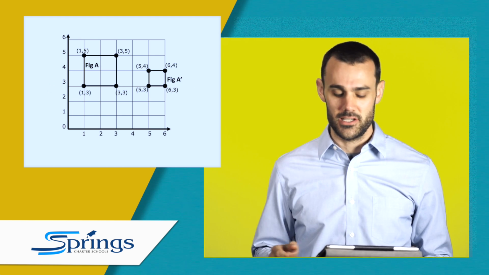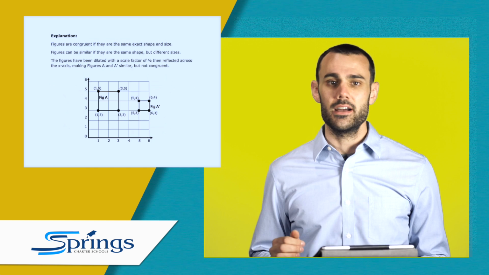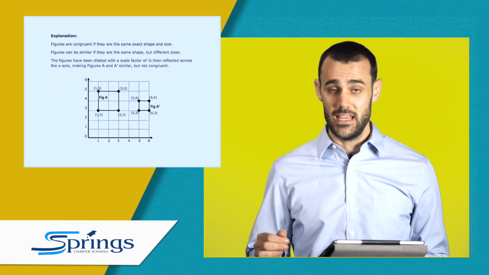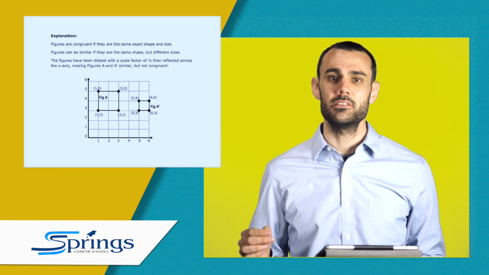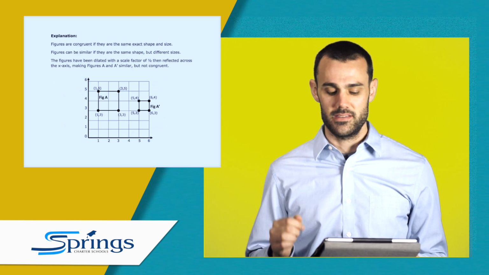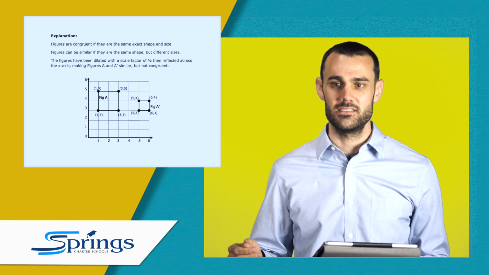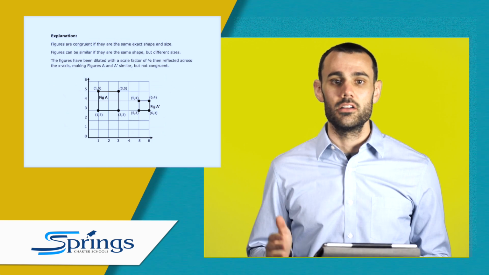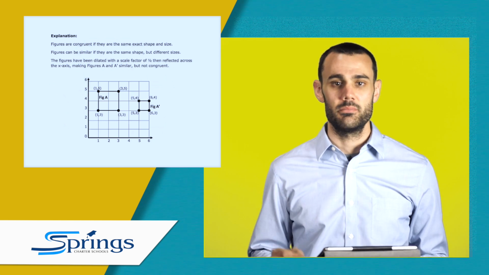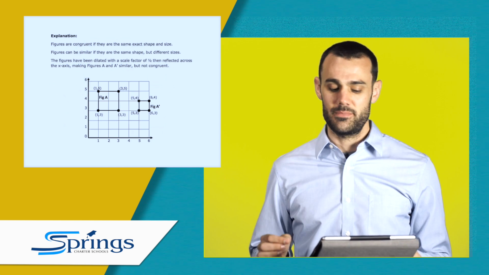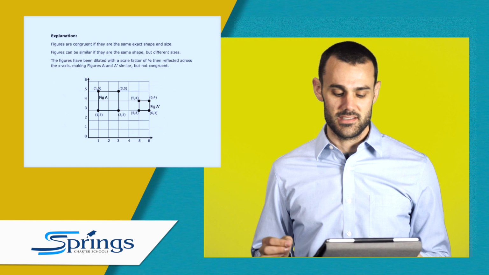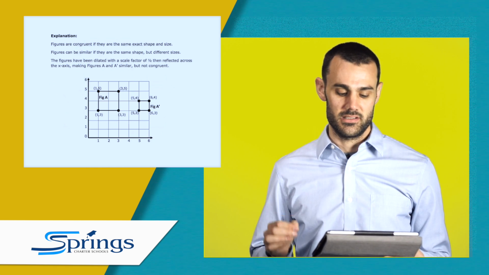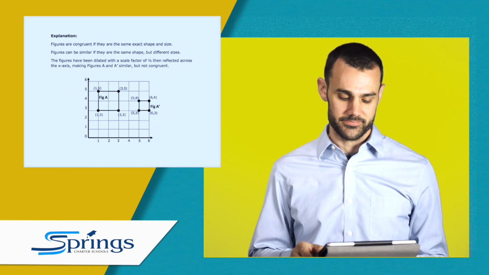Let's look at a deeper explanation of this. So our explanation is as follows. Figures are congruent if they are the exact same size and shape, but figures can be similar if they are the same shape but not the same sizes, or we could say they are different sizes. So based on our image here, we could say that these two squares are similar figures because they are the same shape, but they are different sizes. And the figures have been dilated here also with a scale of 1/2 that is reflected across the x-axis, making both these squares similar but not congruent.